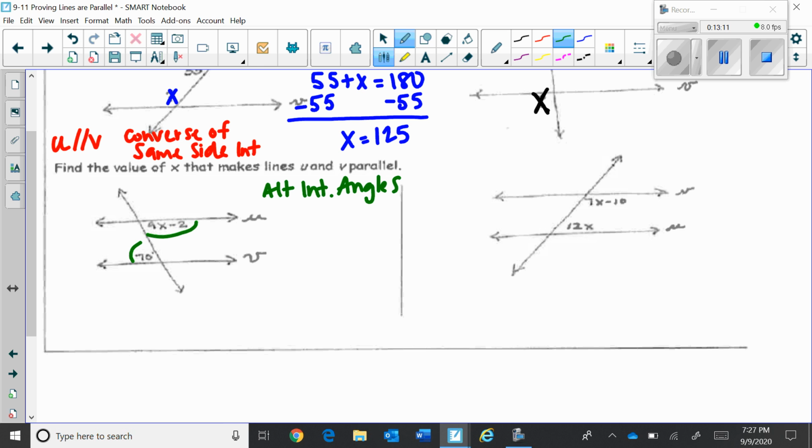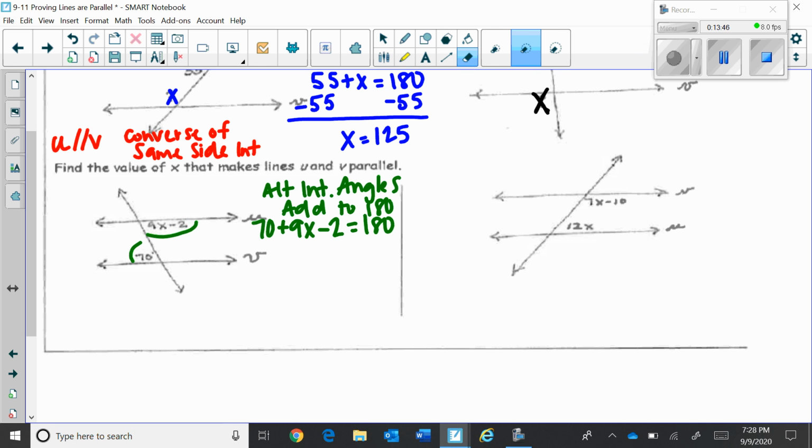And what do we know about alternate interior angles? They add to 180 degrees. And if something adds to 180 degrees, we are going to set up our equation to solve. So we would add these 70 plus 9x minus 2 equals 180, right? Setting them up, equaling them. Ooh, man, y'all, I am not in this. These are not adding to 180 degrees. I am so sorry. All of you on this are probably telling me I'm crazy.